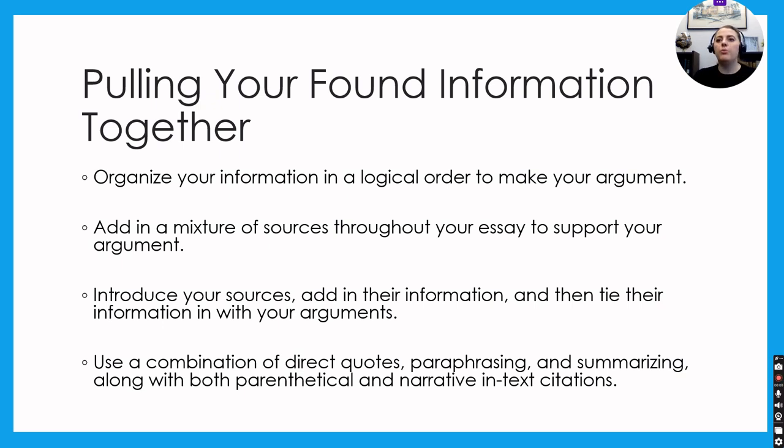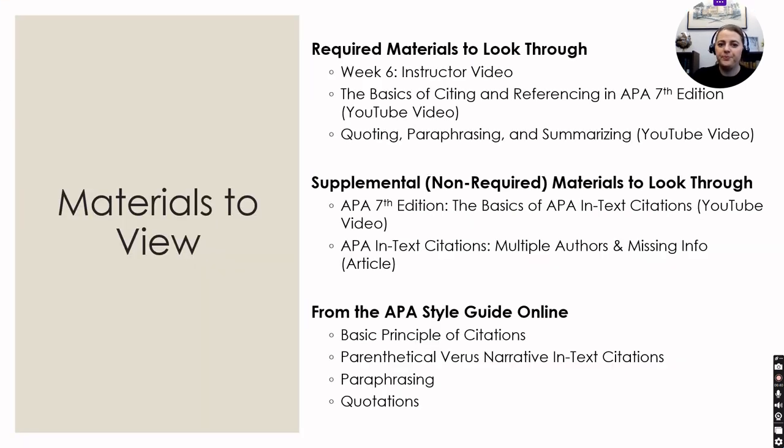You're going to add in your supporting argument with your outside source, and then you're going to tie it together with your own thoughts again. So you aren't going to start with information from an outside source and you aren't going to end with an outside source. You're going to have that nicely in the middle of your own thoughts. Also, make sure you're using a combination of direct quotes, paraphrasing, and summarizing, along with both parenthetical and narrative in-text citations. Again, it makes your writing more interesting and it really adds depth to your research and writing process.